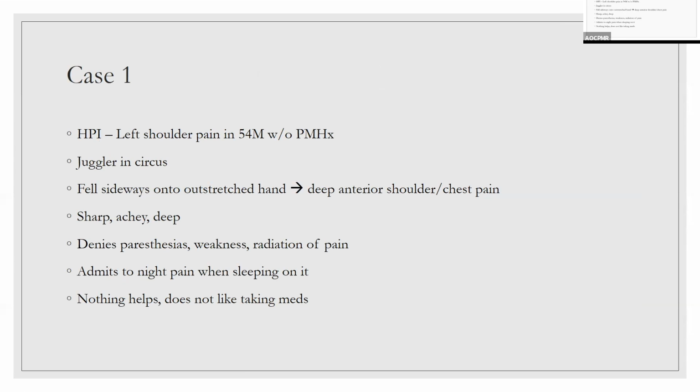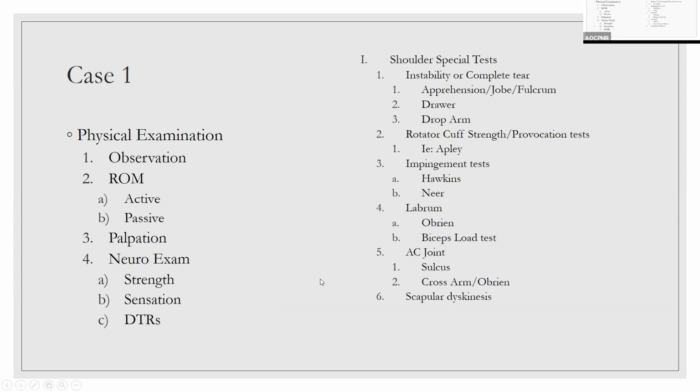And in the winter months, he fell sideways onto an outstretched hand, and he felt a big pop. He started experiencing deep anterior shoulder pain and chest pain. It was sharp. Sometimes it was achy, but it was very deep. He denied any paresthesias, weakness, or radiation of pain, and he admits a night pain when sleeping on it. Nothing really helps, though he wasn't taking any over-the-counter meds, anything like that.